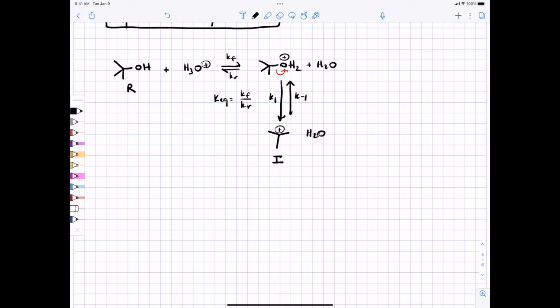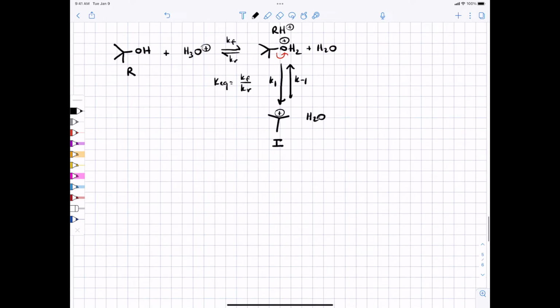This protonated alcohol I'm going to call RH plus. I is the intermediate, and then we're going to have that intermediate combine with a nucleophile. Let's have it be Br minus via some process k2 to give me the substitution product shown here. So we'll just call this product P.